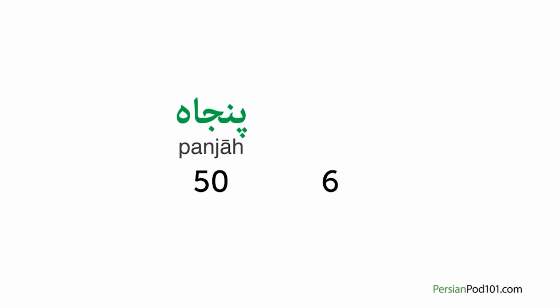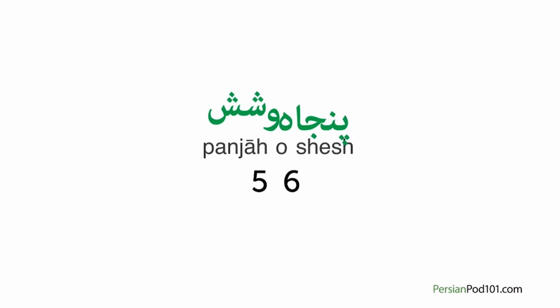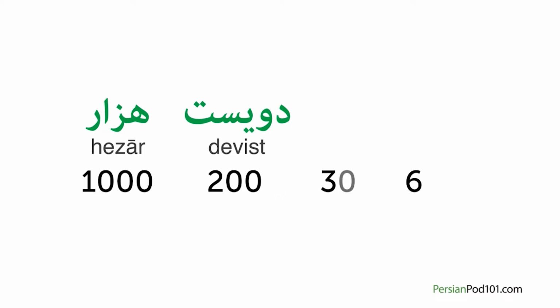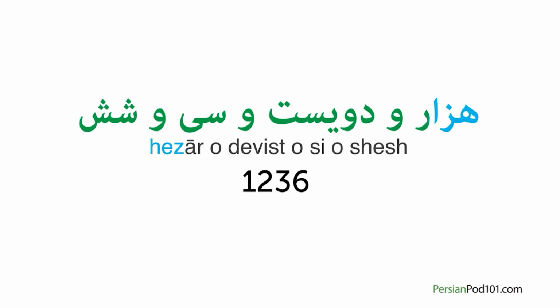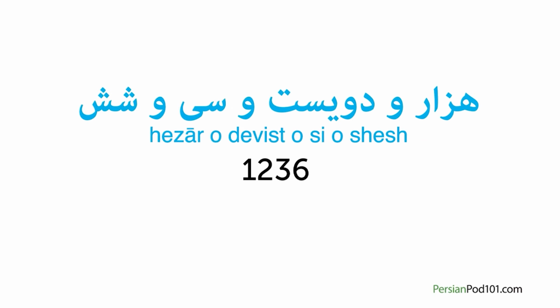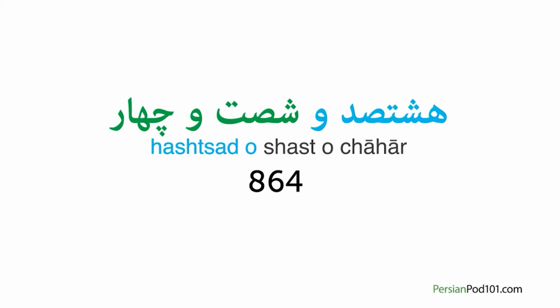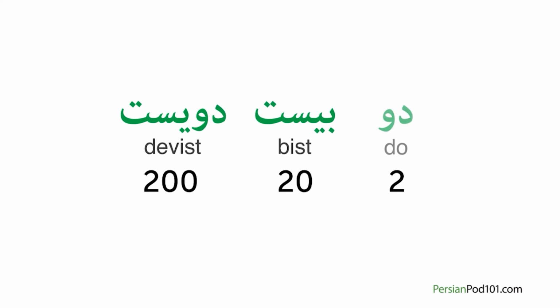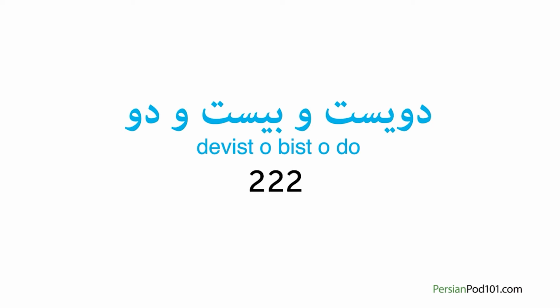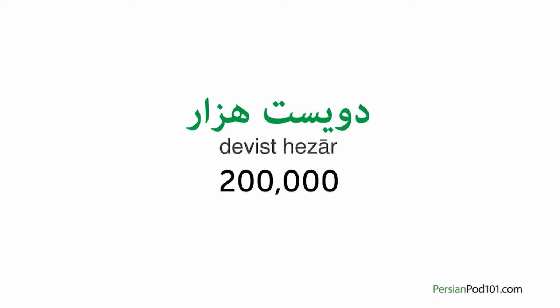You just need to combine them with the particle o. Here are some examples. 1,236. Hezaru divisto siyoshish. 864. Hashsado shasto chahar. 222. Divisto bisto do. As for the thousands, you just need a number, or one of the tens, or one of the hundreds before hezar. Just like in English.